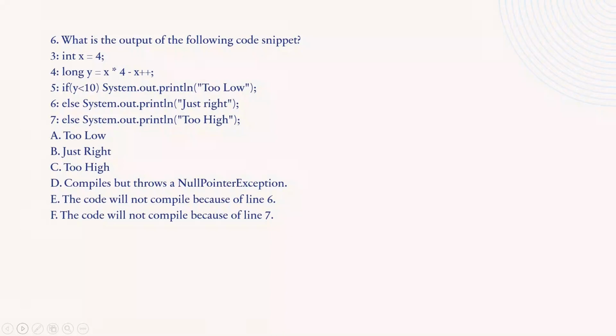Let us see this particular answer. You can pause and answer the question, but the answer to this question is pretty simple. It will be F. The code will not compile because of line number 7. It is pretty simple why: you have two else cases over here, and if you have an if, you can only have one else statement. Instead of else you can have multiple else ifs, right? You can have n number of else ifs, but you can only have one else statement. That is the only thing.